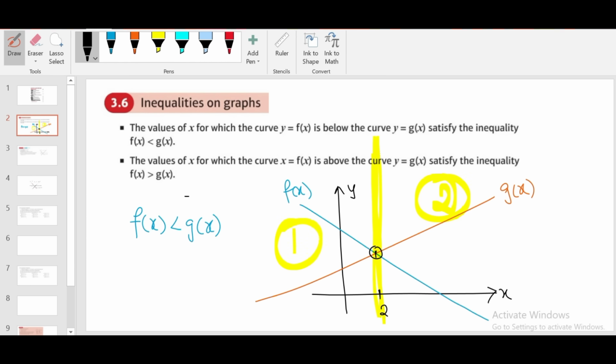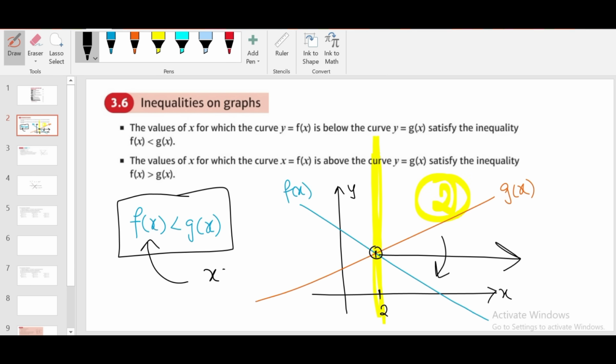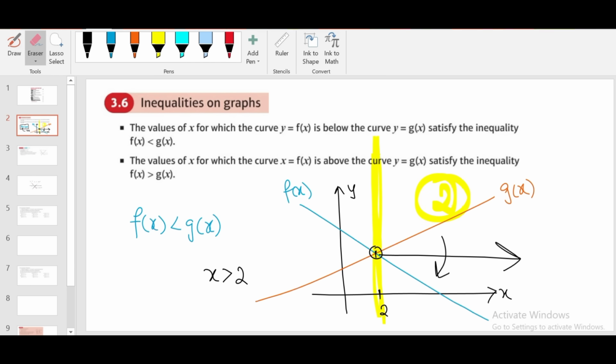To solve this inequality, you need to look at the regions separately and check in which region f of x is less than g of x. In other words, the graph f of x is below g of x. In region 1, f of x is above the orange line. In region 2 is where f of x is below g of x. So you need to take only region 2. But when it comes to solving, we don't take the region, we take the corresponding x values. The corresponding x values are all these values. X is greater than 2 is the solution. If you see an equal sign here, you put an equal sign here.